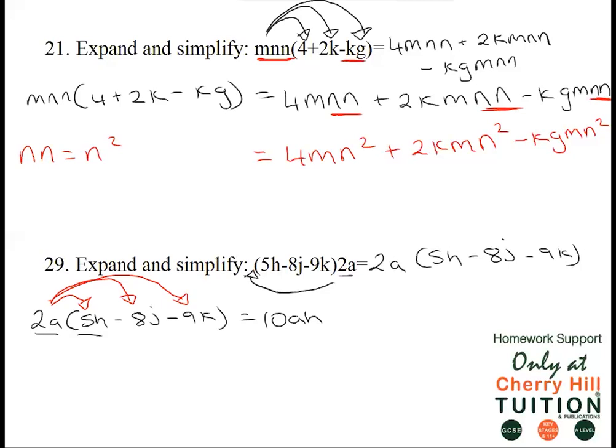Then we have 2a multiplied by minus 8j. So again, start with the numbers first. 2 multiplied by minus 8 is minus 16, and we have an a and a j. Okay? Now let's do 2a multiplied by minus 9k. 2 multiplied by minus 9 is minus 18, and we have an a and a k. Okay? Now this can't be simplified any further, so this is your final answer.